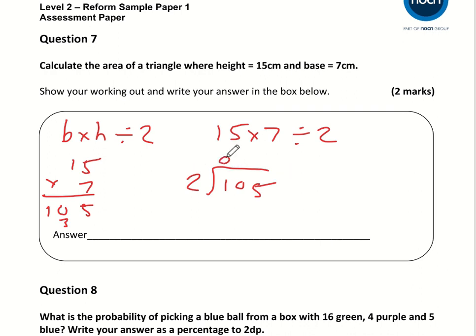1 divided by 2, 0, move the 1 across. 10 divided by 2 is 5. 5 divided by 2 is 2 with a remainder of 1. Here we need to put in a decimal point and a 0, so I can park that remainder of 1 to make a 10. 10 divided by 2 is 5. So the answer here is 52.5, and we'll put in the units, which is square centimetres.